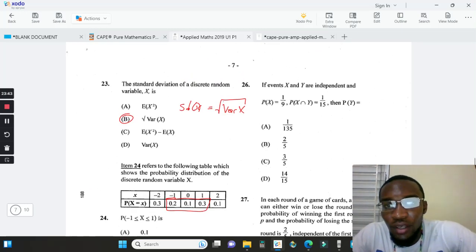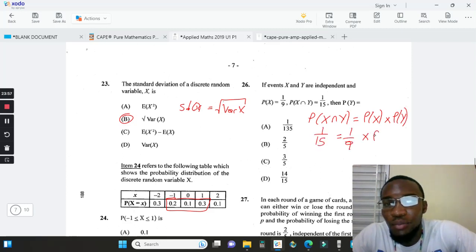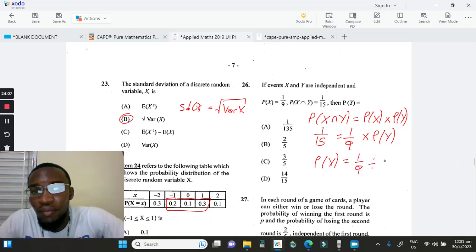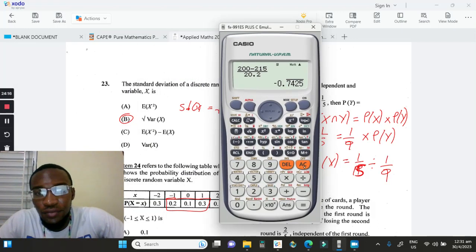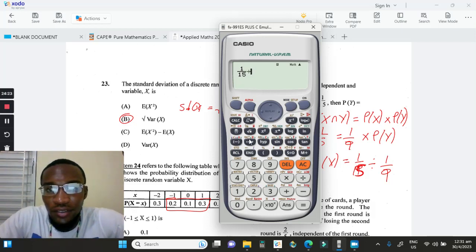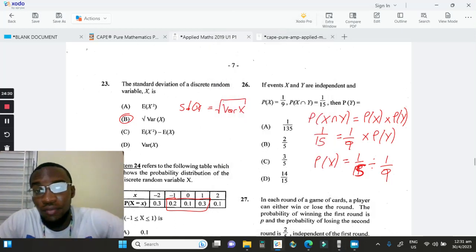Number 26. It says these are independent events. If they're independent, then the probability of X intersect Y is the probability of X times the probability of Y. So 1 over 15 equals 1 over 9 times the probability of Y. We'll do the division: 1 over 15 divided by 1 over 9. Put that in the calculator and we get 3 over 5. It's that easy. 3 over 5.